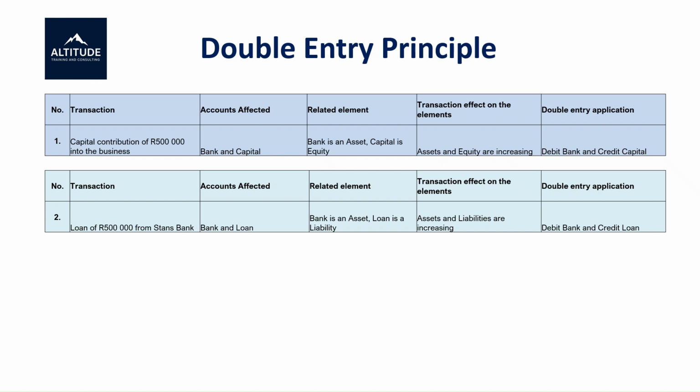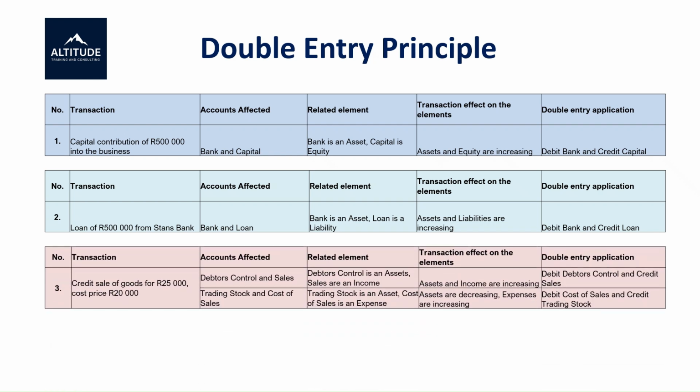The second transaction we are going to look at is the receipt of a loan of 500,000. The accounts that are affected in this transaction are the bank and the loan. The related elements: the bank is an asset, the loan is a liability. The effect of this transaction on the elements is that both the assets and liabilities are increasing. Then in applying the double entry, we are going to debit the bank because the bank is an asset and assets increase on the debit side. We are going to credit the loan because the loan is a liability and liabilities increase on the credit side.